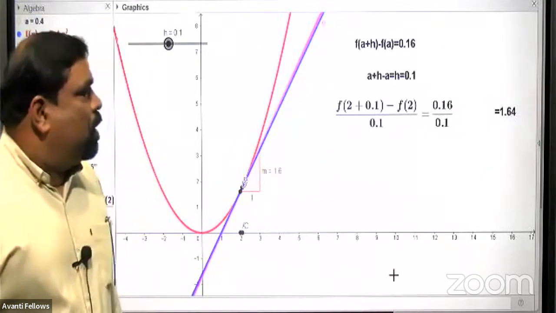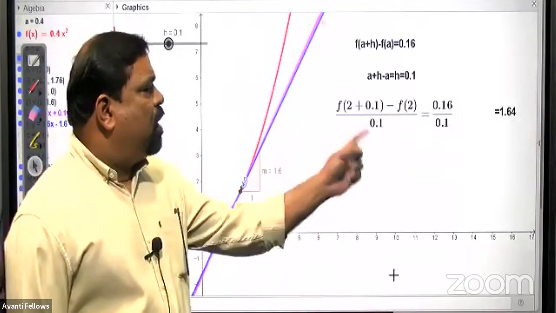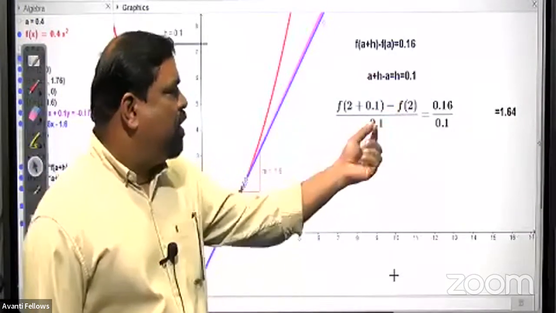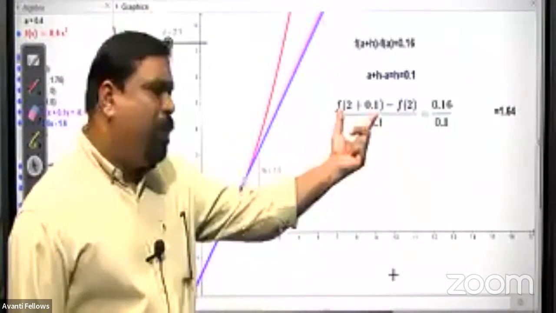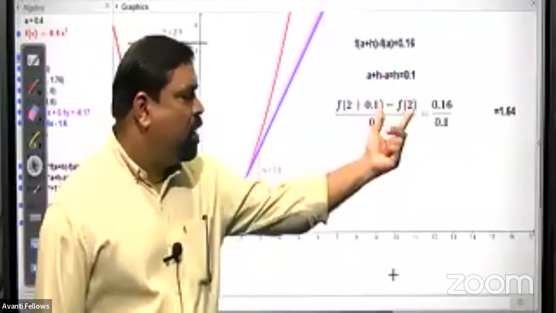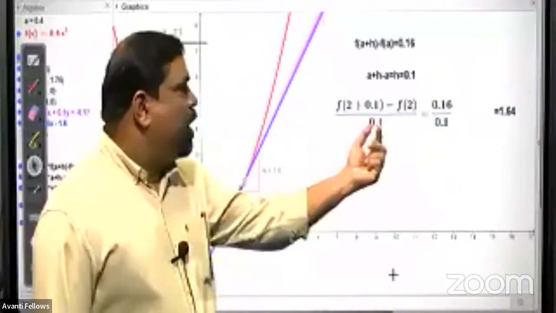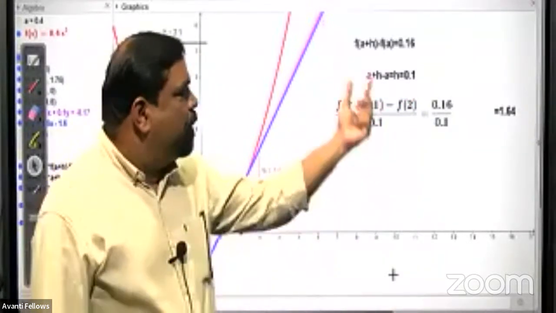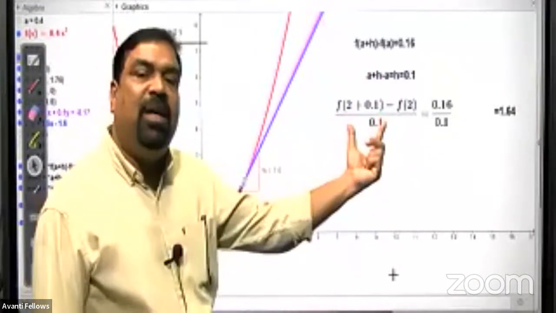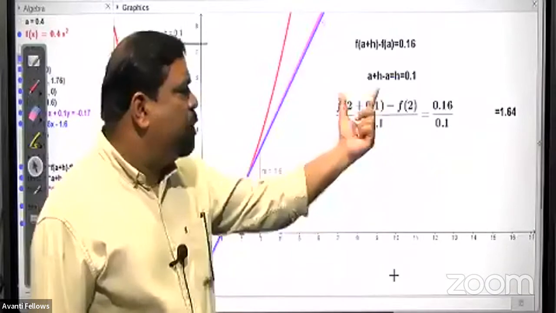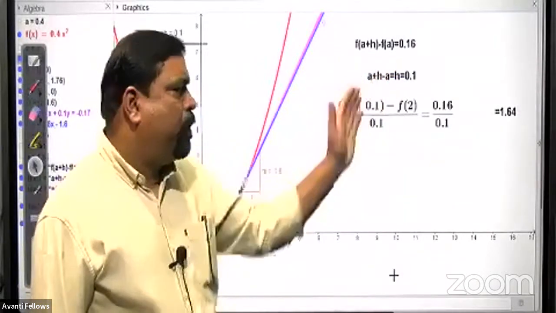Actually, the ratio we are taking, f of a plus h minus f of a divided by h, represents the slope. f of a plus h minus f of a means the difference of the y coordinates, y2 minus y1. And the denominator, h, means a plus h minus a, which is nothing but the difference between the x coordinates. So this ratio is nothing but y2 minus y1 upon x2 minus x1.